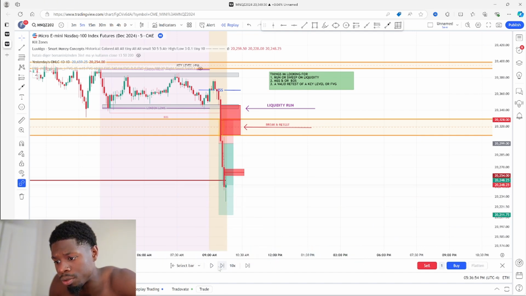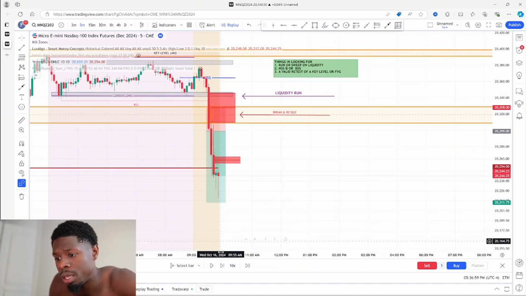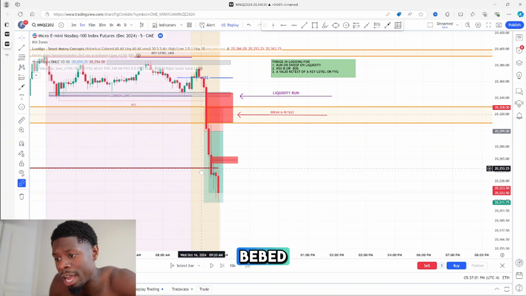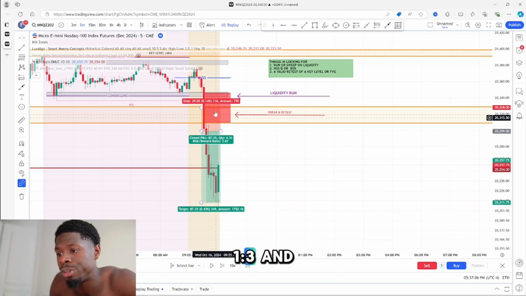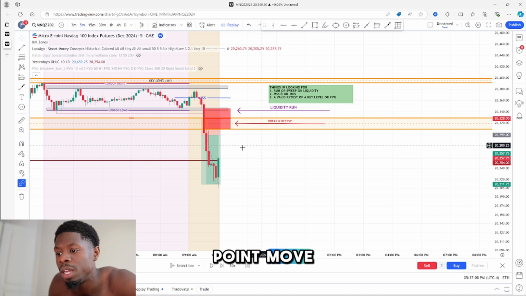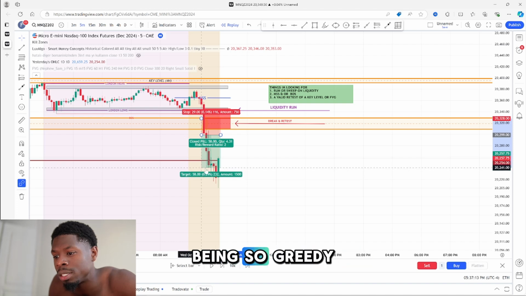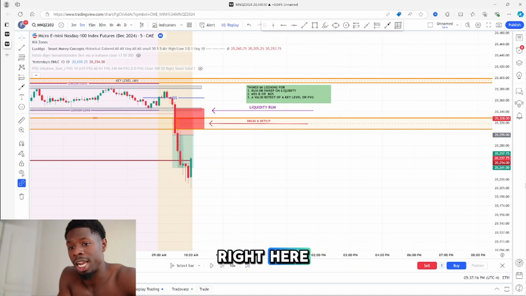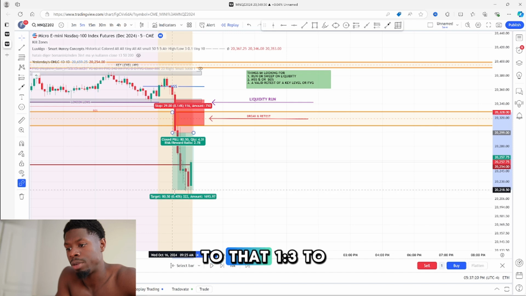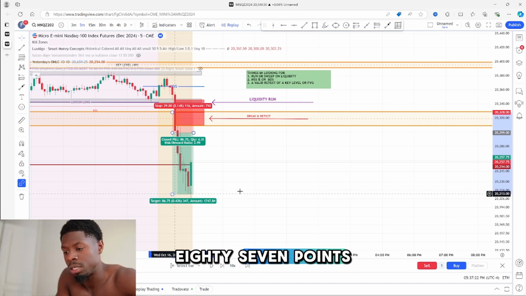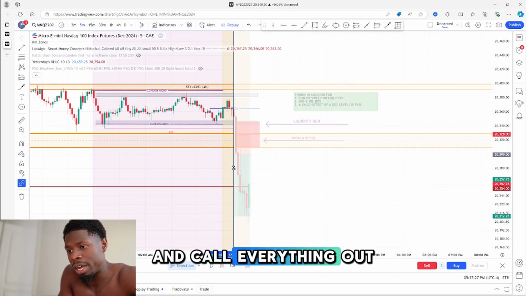and as we can see, the trade wound up actually going for a 1-to-3. So price came down off of this fair value gap, came and grabbed yesterday's low. So we got the liquidity from that level, and we've got our 1-to-3, and this went for an 87-point move. Now I got out at 1-to-2 just because I'm trying to work on not being so greedy, but I got out at 1-to-2 right here, but price wound up going all the way down to that 1-to-3 to get us 87 points.